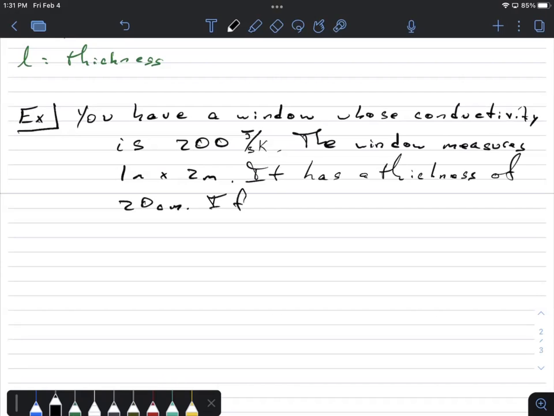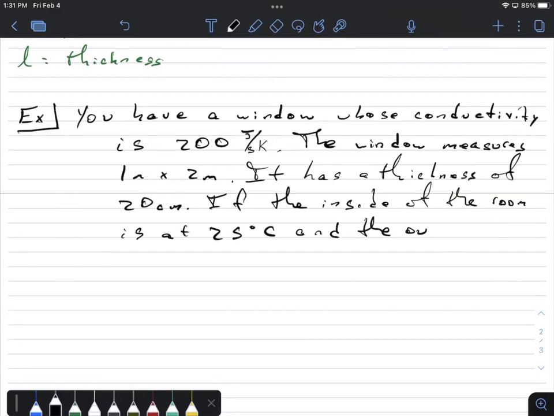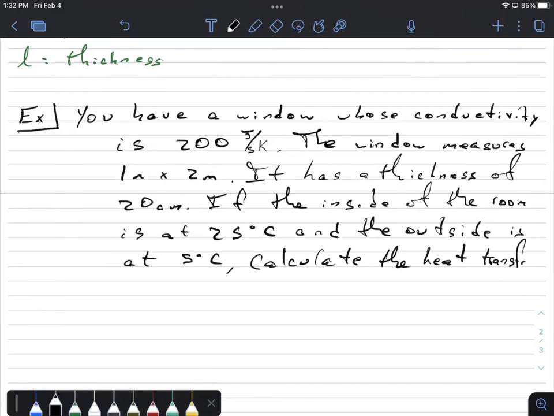If the inside of the room is at 25 degrees Celsius, and the outside is at 5 degrees Celsius, calculate the heat transfer rate through the window.